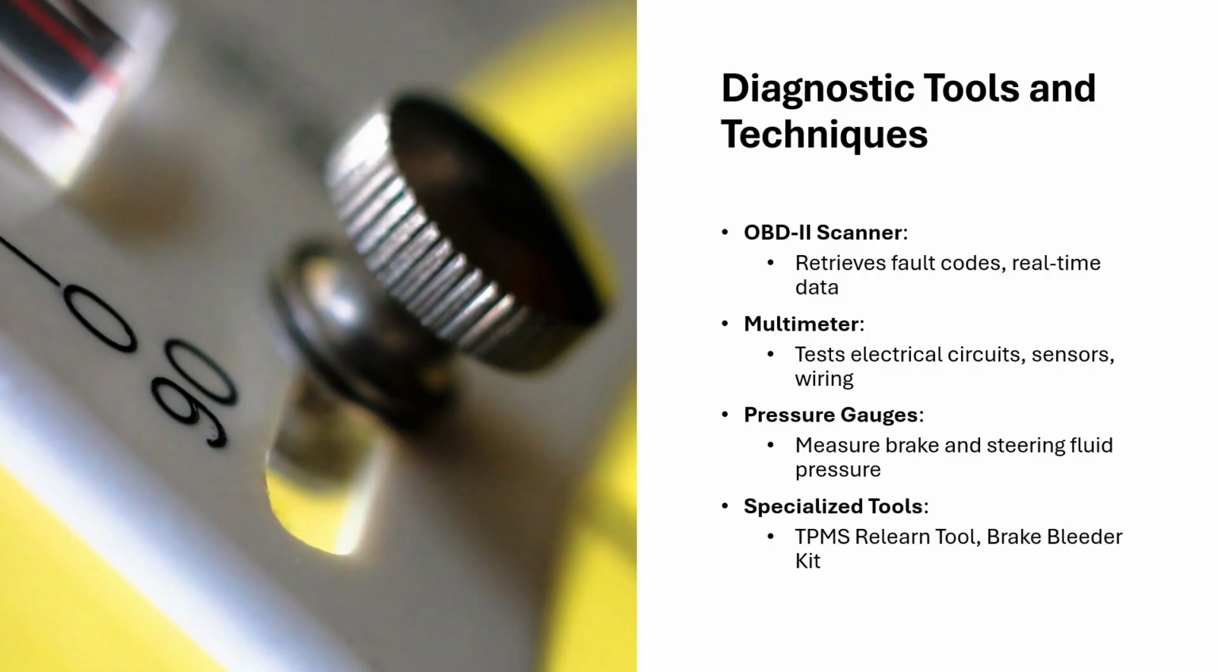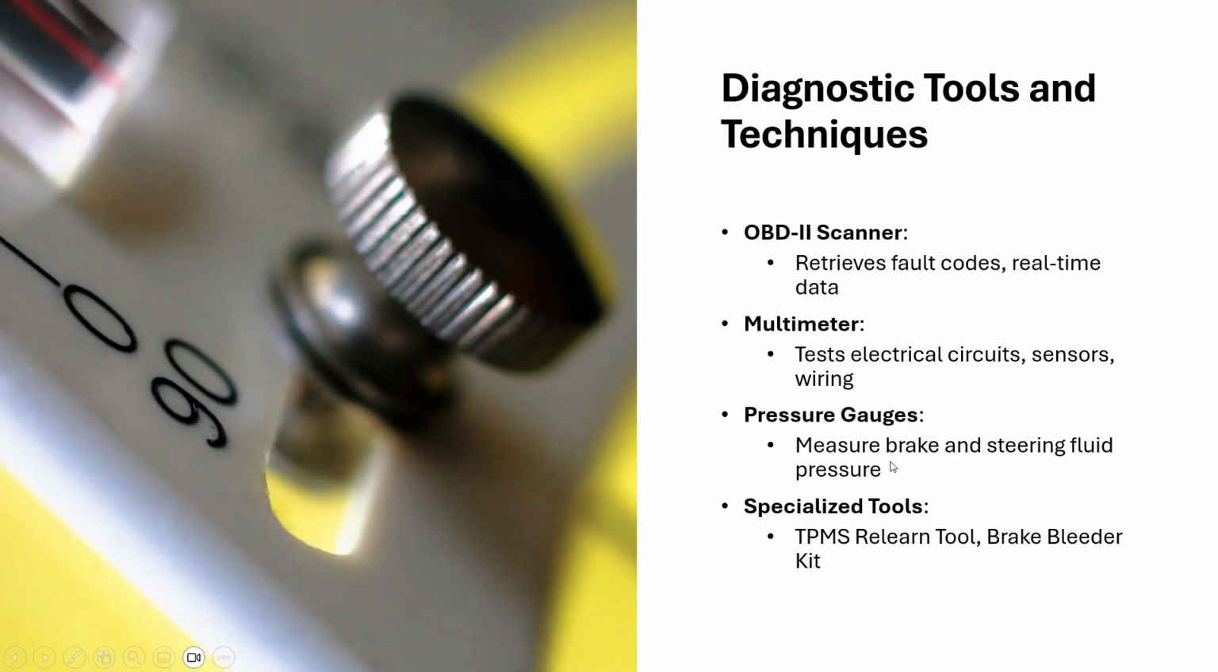Diagnostic tools and techniques, as usual. For electrical and other related faults, we can use an OBD2 scanner, which is used to retrieve the fault codes and real-time data. And a multimeter can be used for electrical circuits and sensor wiring for sensor fault identification. A pressure gauge is used for hydraulic related fault identification, especially to measure brake and steering fluid pressures.